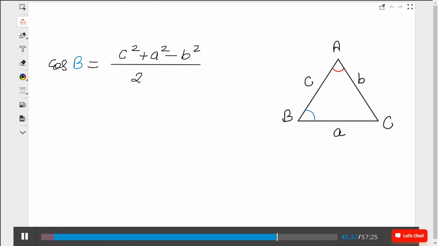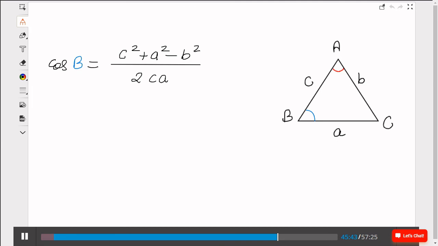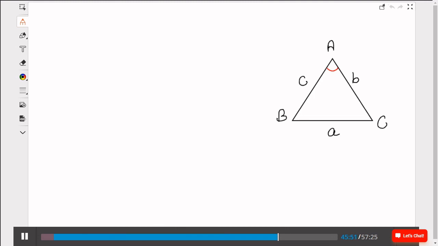This is the angle C. So you want to get cos of angle C. Can you tell me the formula now in a similar manner? A square plus B square minus C square over 2AB. Correct. Very good. These are the three formulas.